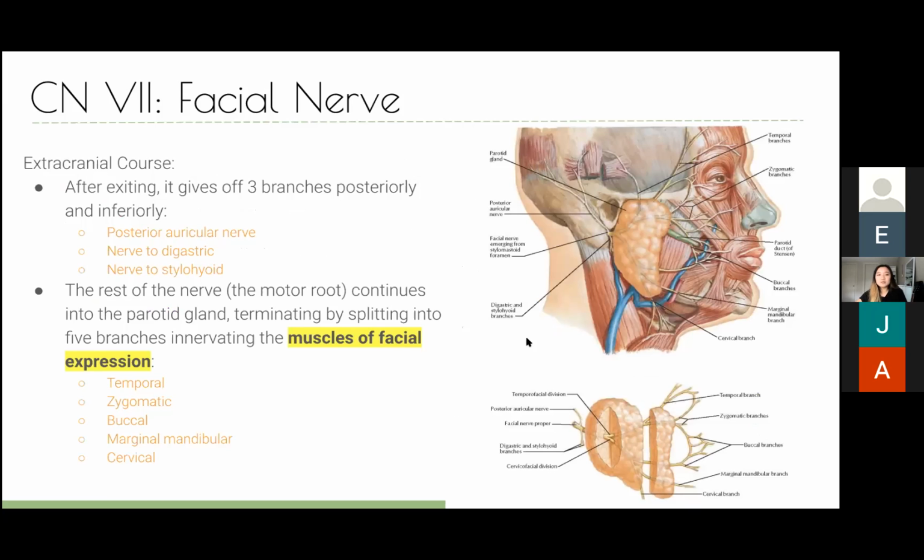Extracranially, it gives off a couple branches posteriorly and inferiorly, and then the rest of the nerve continues into the parotid gland, and that's important. And that terminates by splitting into 5 branches: your temporal, zygomatic, buccal, marginal mandibular, and your cervical, to supply your muscles of facial expression.